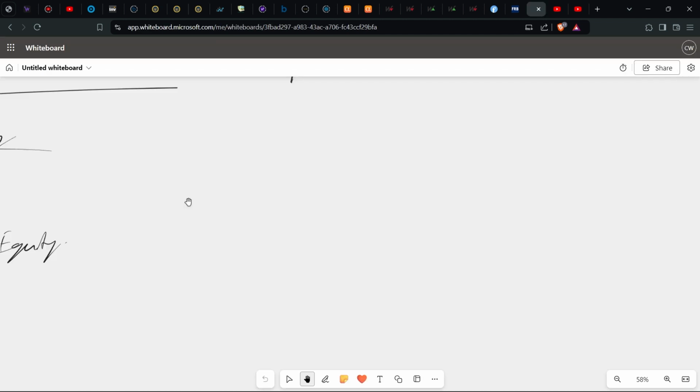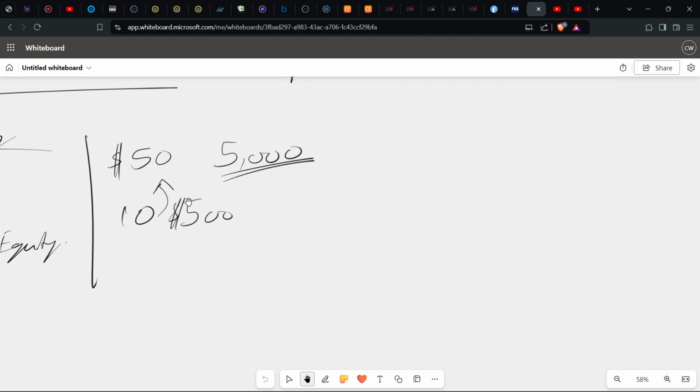We'll start with a simple example. Let's say a company's share price is $50 per share, and the total available shares in circulation is 5,000 shares. So there are 5,000 shares outstanding in the market, and the stock price is $50. Let's say you have 10 shares. Now the company decides to add more shares into the market. Let's say they issue 2,000 shares to raise capital. So now there are 7,000 shares available, but you still have 10 shares.